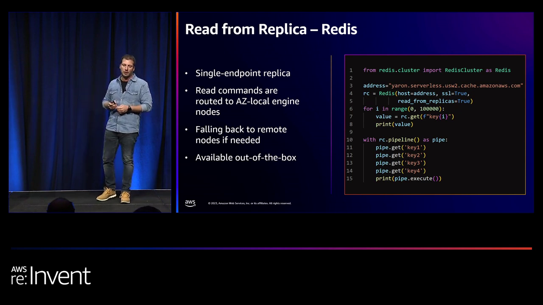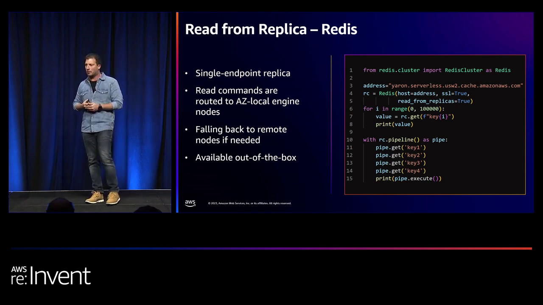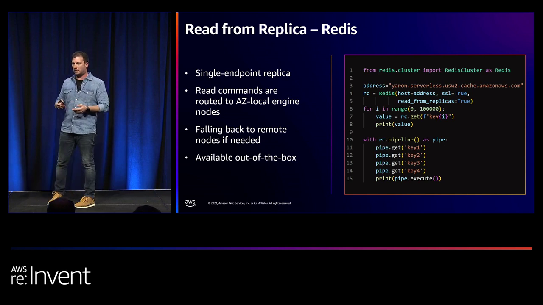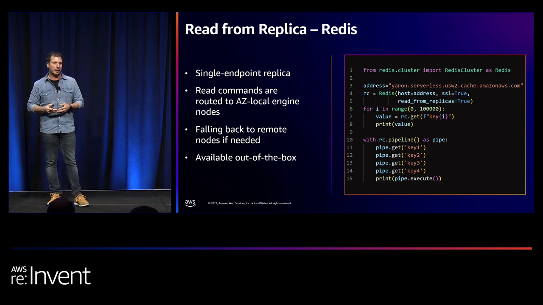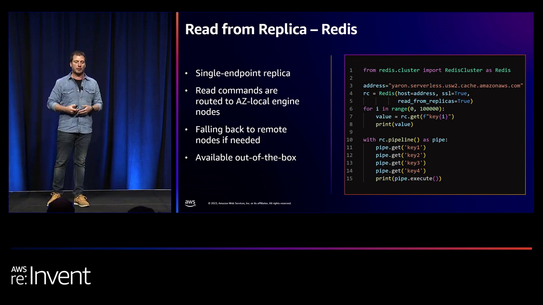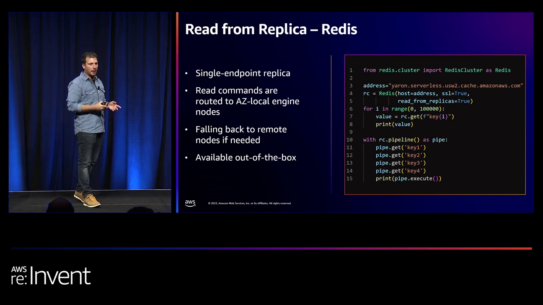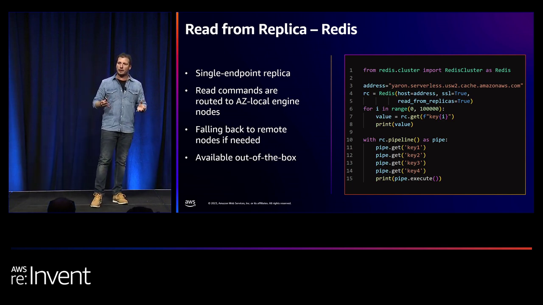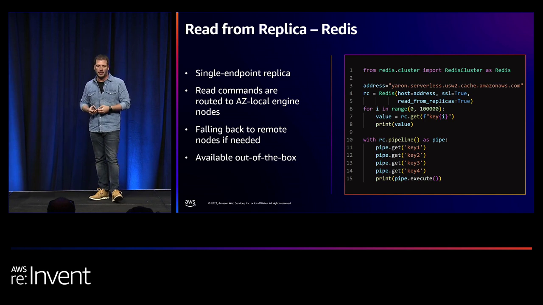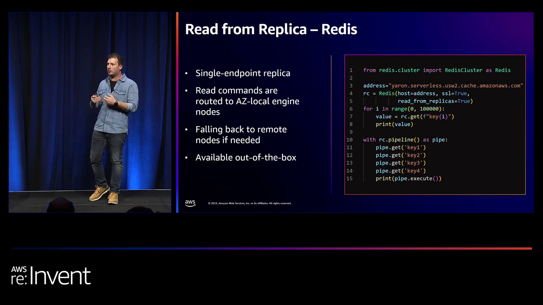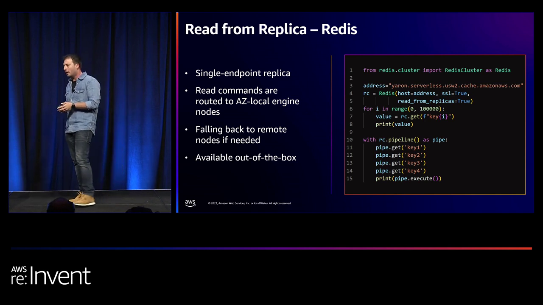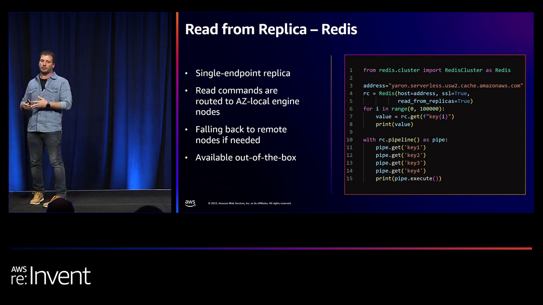So let's go through the code, and I will explain what we see here. We have a Python code that connects to ElastiCache Serverless for Redis. This is a Python code for Redis. And what we can see here is a single entry point, a single address that connects to ElastiCache Serverless. We construct it in the Redis client, and we ask to use two options: to use SSL, and we want to use the read from replica option.